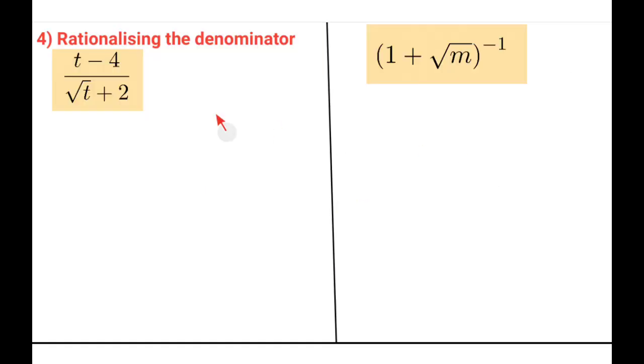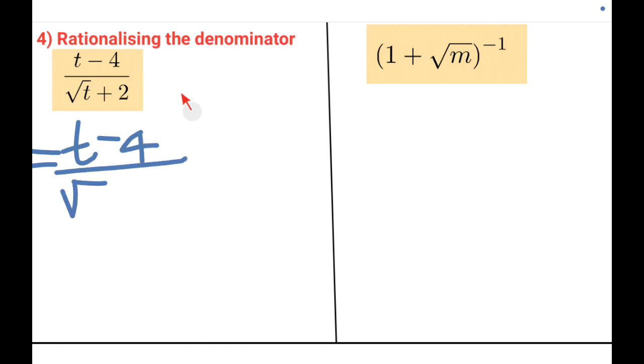Next scenario, you've got a situation where you are expected to rationalize the denominator. This is what you do. If you have a situation like this, you go there is equals to, leave the numerator exactly the same and the denominator for now. But what you do is then you multiply this with a denominator in this fraction.